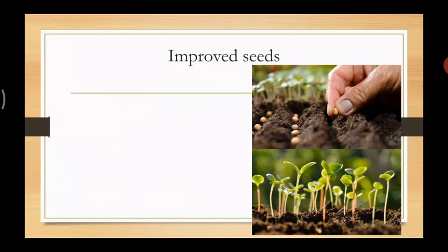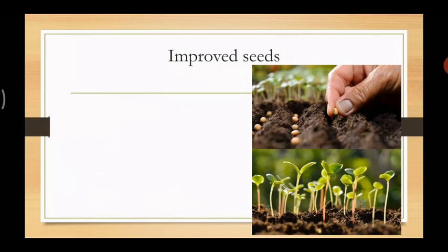Okay. Let's move forward. The first one is improved seeds. Earlier the seeds of one harvest were preserved for sowing in the next season, and those seeds did not have a high yield. That means you cannot keep seeds from one season for the next season, because they will not give you good crops. But nowadays, improved seeds are developed through research. They are available in the market for every crop.